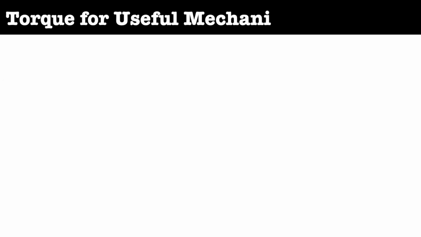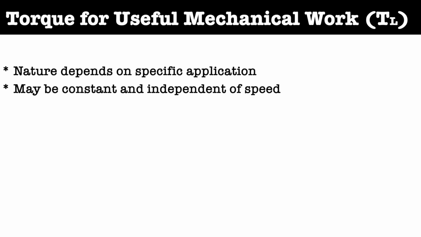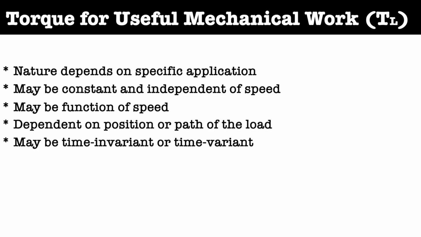The third component is the torque required to do the useful mechanical work. The nature of this torque depends on the particular application. It may be constant and independent of speed. It may be some function of speed. It may depend on the position or path followed by the load. It may be time variant or it may be time invariant.